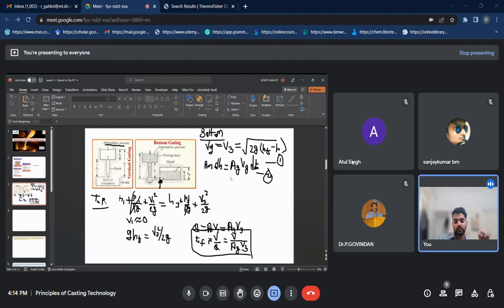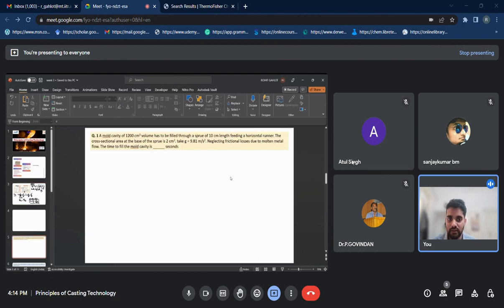In today's tutorial, I will majorly be covering the top gating system, and in the next tutorial I will be covering the numericals of mold design, core design, and pattern design. Today I will solve the first numerical for your understanding, and from the second, third, and fourth, you can try along with me. I will give some time, and then we will discuss.